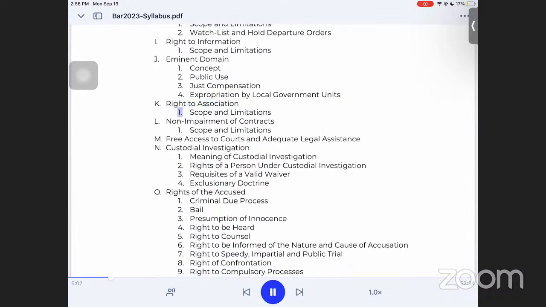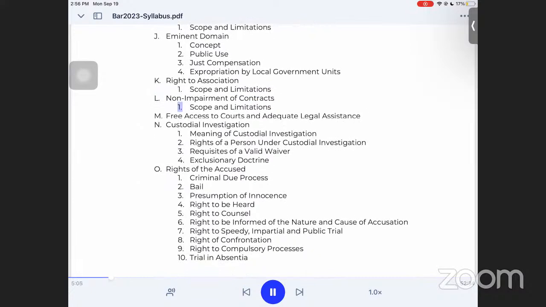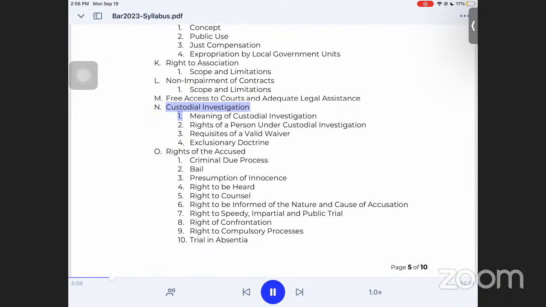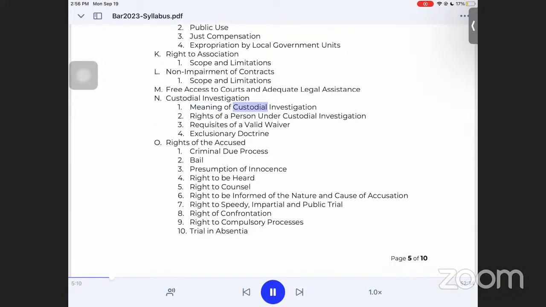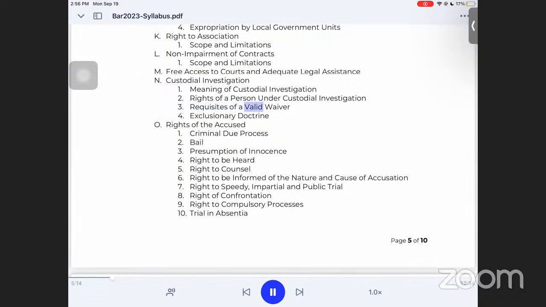K. Right to association. 1. Scope and limitations. L. Non-impairment of contracts. 1. Scope and limitations. M. Free access to courts and adequate legal assistance. N. Custodial investigation. 1. Meaning of custodial investigation. 2. Rights of a person under custodial investigation. 3. Requisites of a valid waiver.